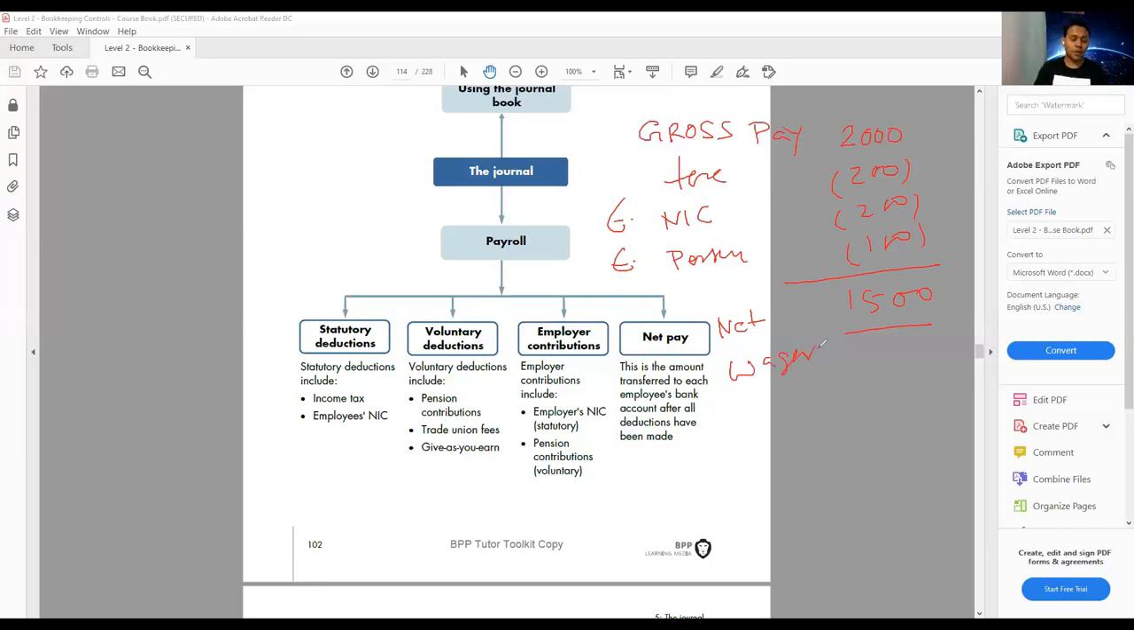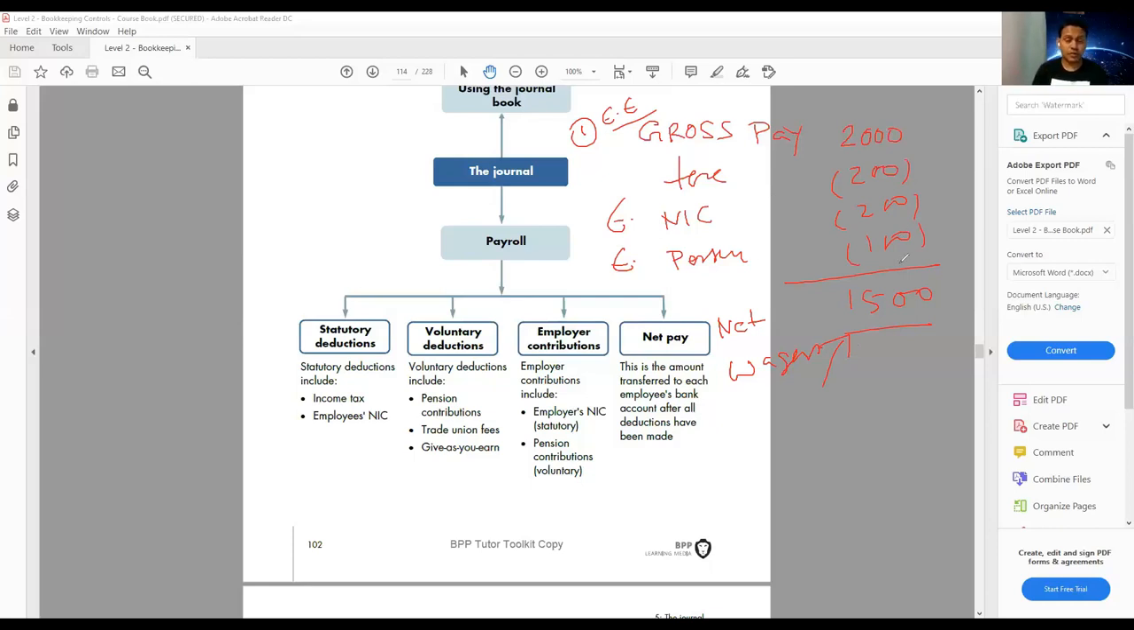This is from the employee point of view. EE means employee. As an employee, you earn the salary, called gross pay. From the gross pay, we take away the tax, the national insurance, and the pension, and whatever money is left over, we pay to your bank account, and we call it net pay. So this is the money actually received by the employee in his or her bank account from the gross pay, 2000 to 1500.